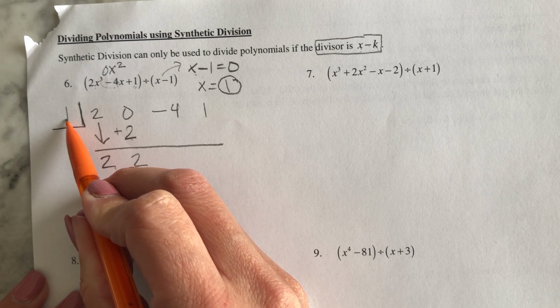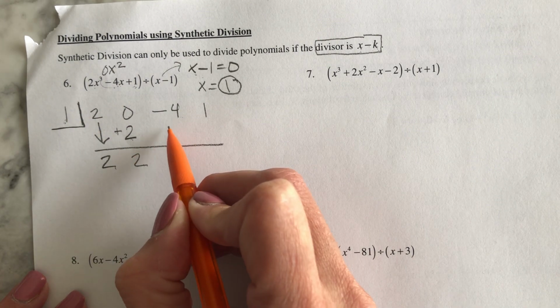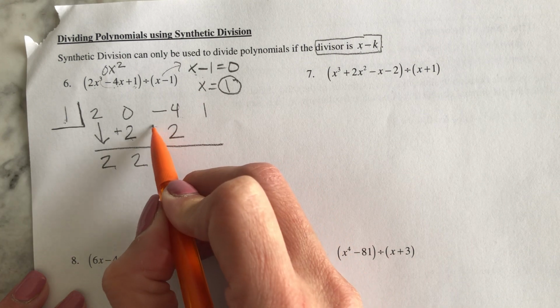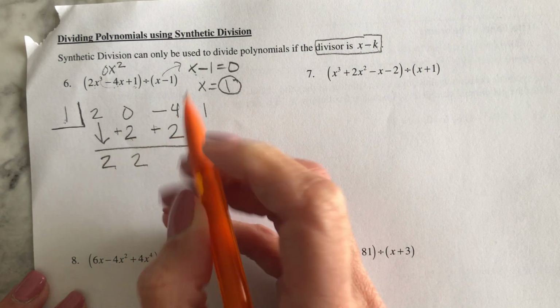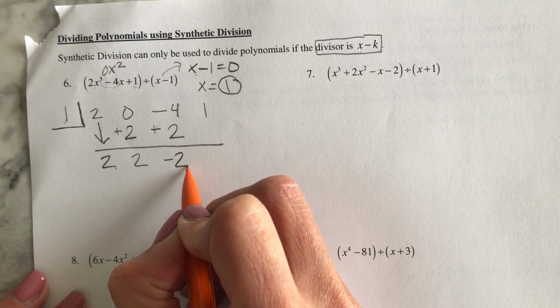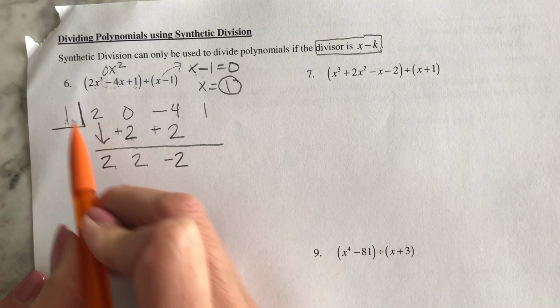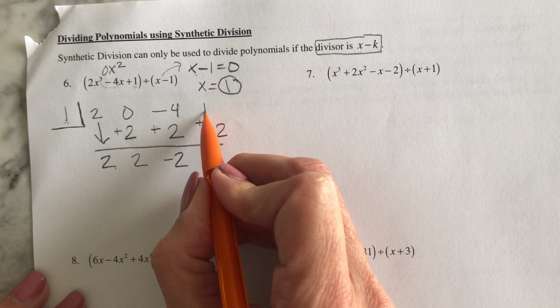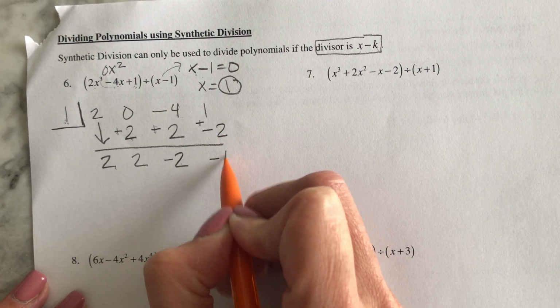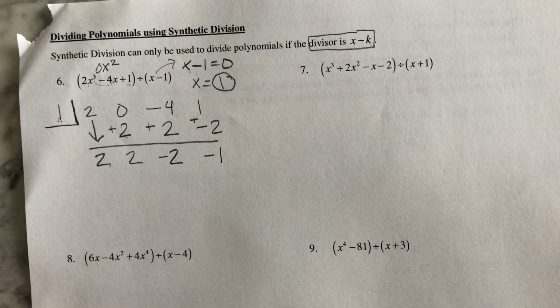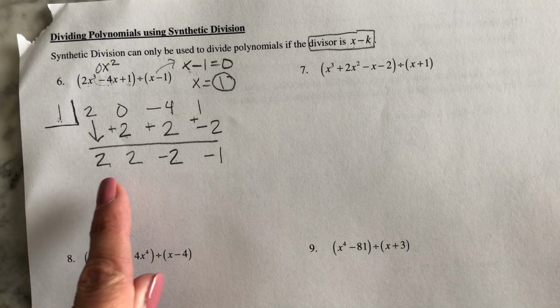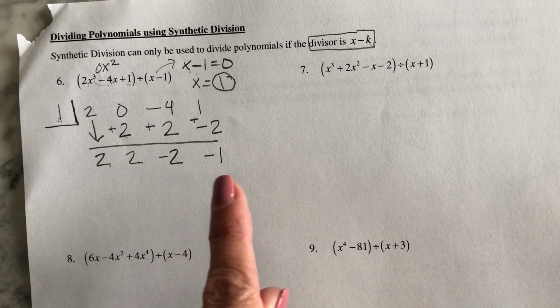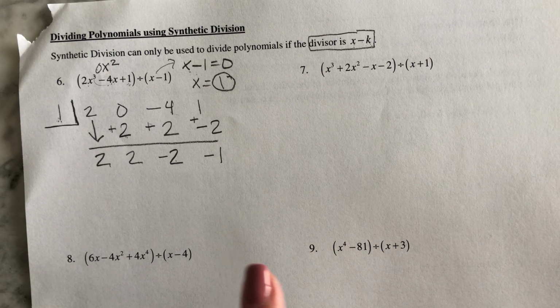Go back to the divisor. 1 times 2 is 2. Now I'm going to add. Negative 4 plus 2 is negative 2. Do your process again. 1 times negative 2 is negative 2. Then 1 plus negative 2 is negative 1. All right, so now we have the coefficients of each term of our quotient, of our answer.